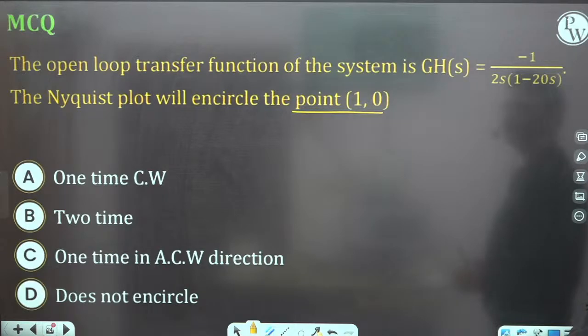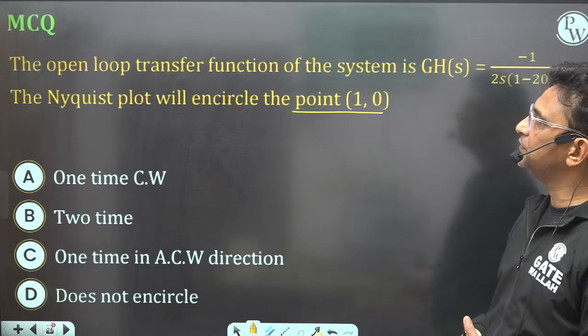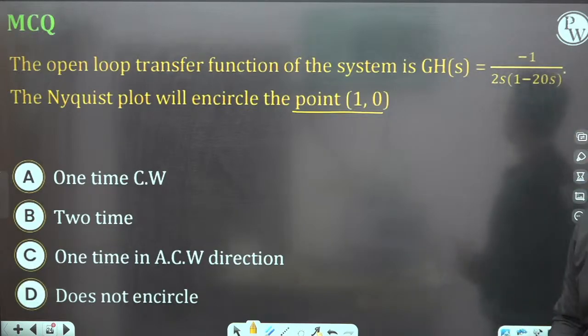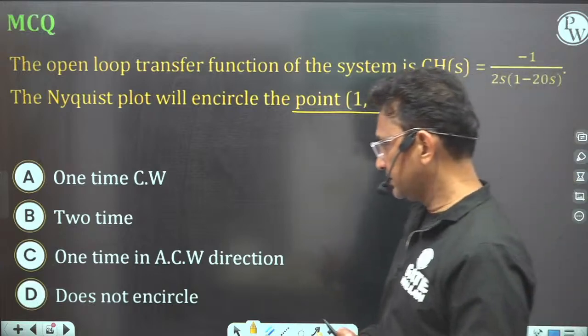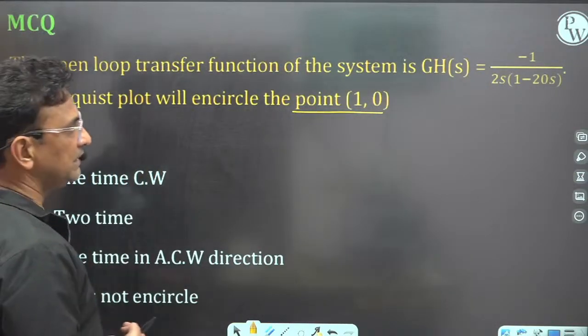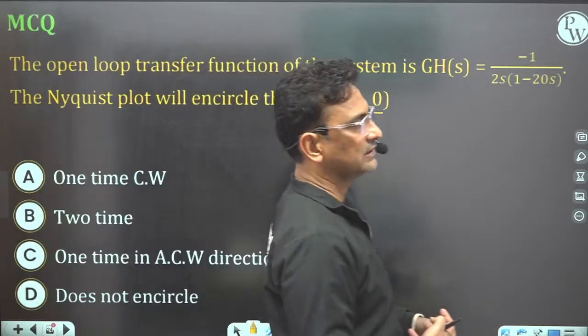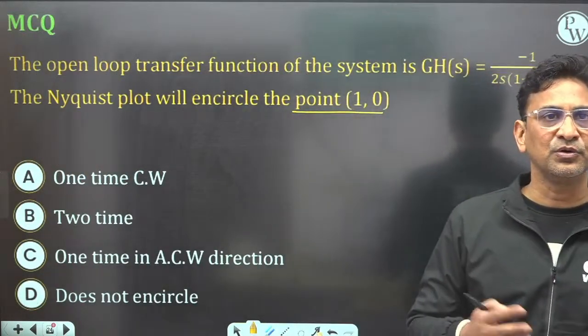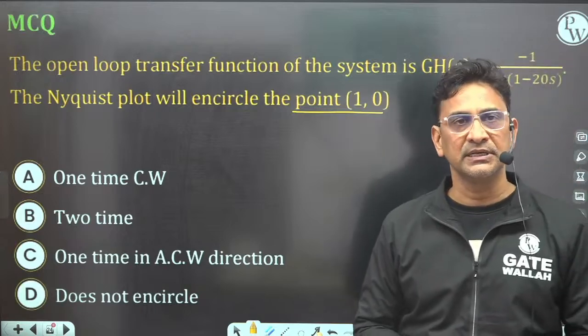First you have to draw the Nyquist plot. For drawing the Nyquist plot, first we have to draw the polar plot for the positive range of frequency. Then we have to draw the polar plot for the negative range of frequency. Even if the plot is open, you have to close this plot. It would become the Nyquist plot.